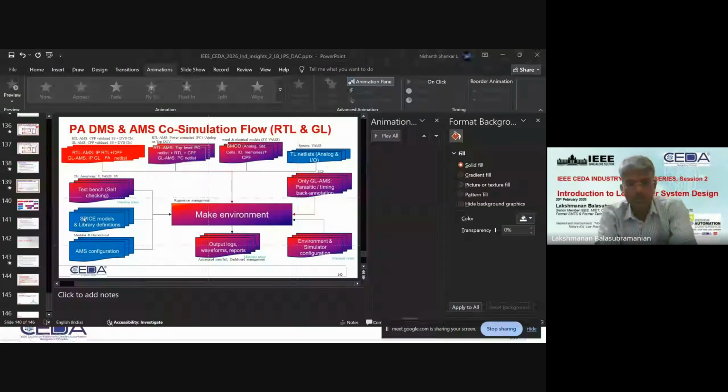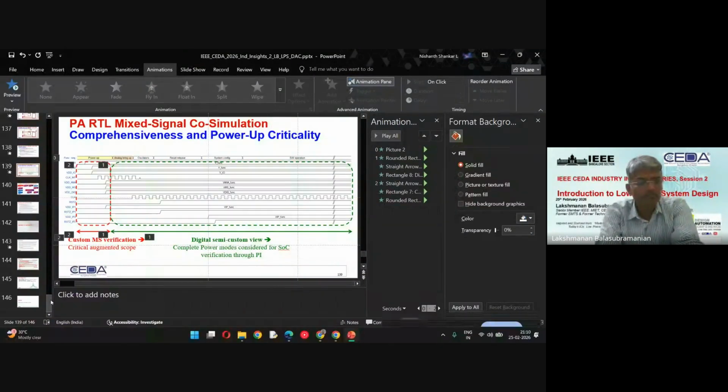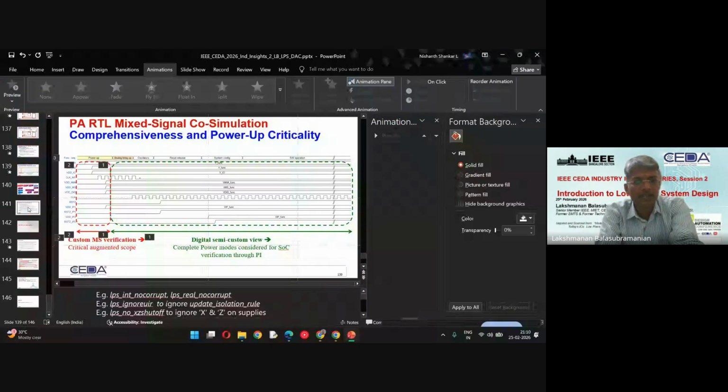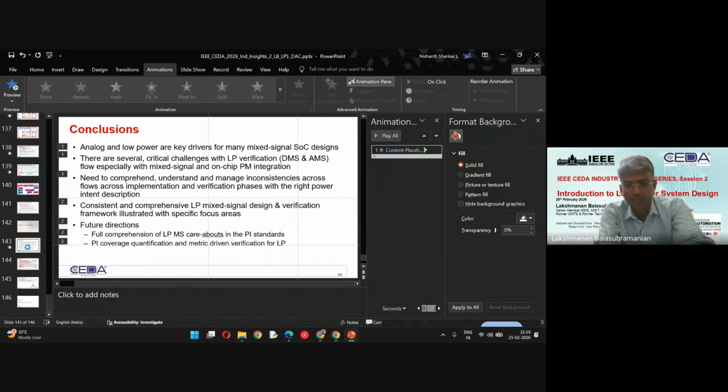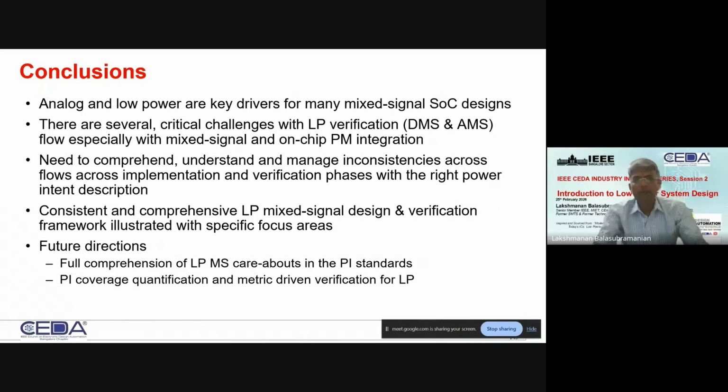And quickly at the end, that's pretty much what I have. So, there are some guidelines. I won't get into the details of this again. To close the talk, analog and power are key drivers for many mixed signal SOC designs today.